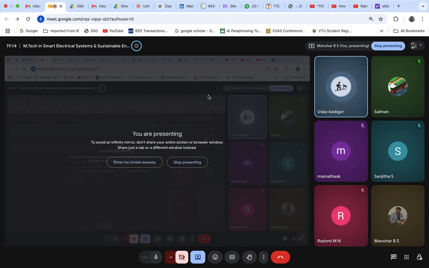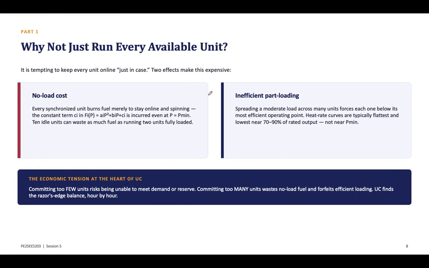Maximum capacity, when demand is low, sir. Run at all times. Okay, the answer is running every unit is not possible because of generation limits.